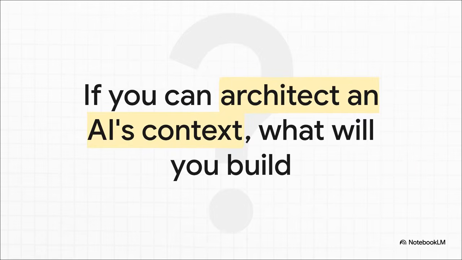So I'll leave you with this. As a back-end engineer, you already know how to build robust, scalable systems. That's your bread and butter. Now you have a framework to apply those same skills to building with AI. So if you can control an AI's entire context, its memory, the tools it can use, the other AIs it works with, the question isn't, what can a chatbot do anymore? The question is, what truly intelligent systems will you build?